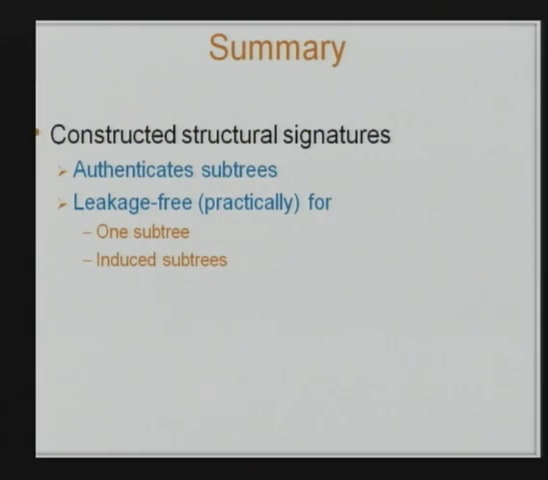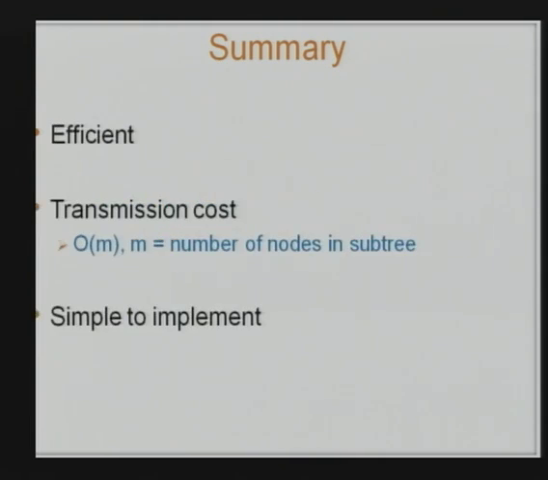So the summary for this technique is that it authenticates subtrees, and it is leakage free for one subtree and induced subtrees. It is efficient because we'll see the performance costs. The transmission cost is the number of nodes. It doesn't send any auxiliary information. In Merkle's technique, you have to send about 2 log n of information. That is minimum because of the auxiliary information that you have to send. And it is simple to implement, very simple.